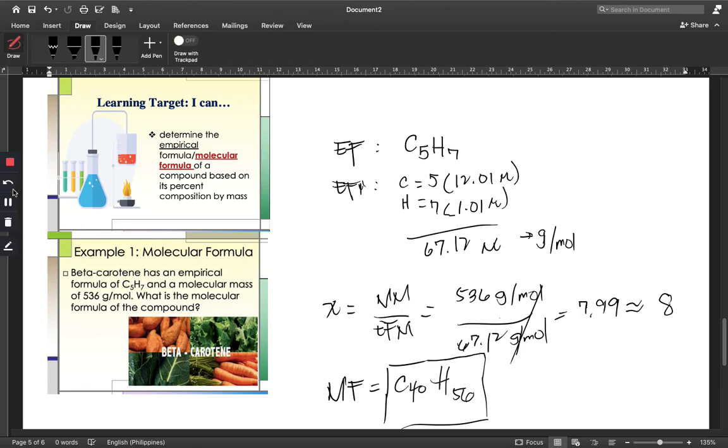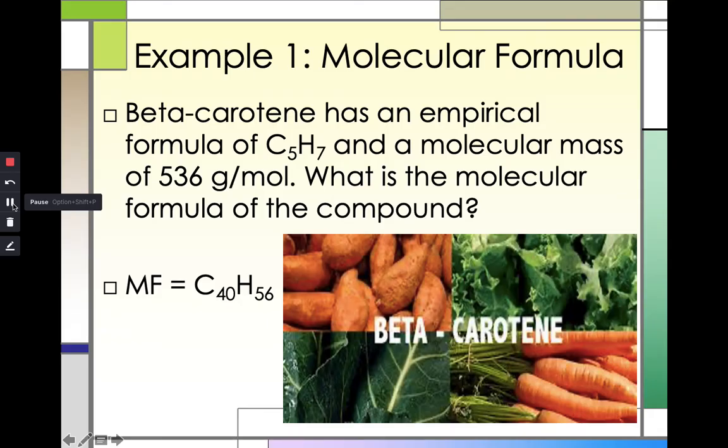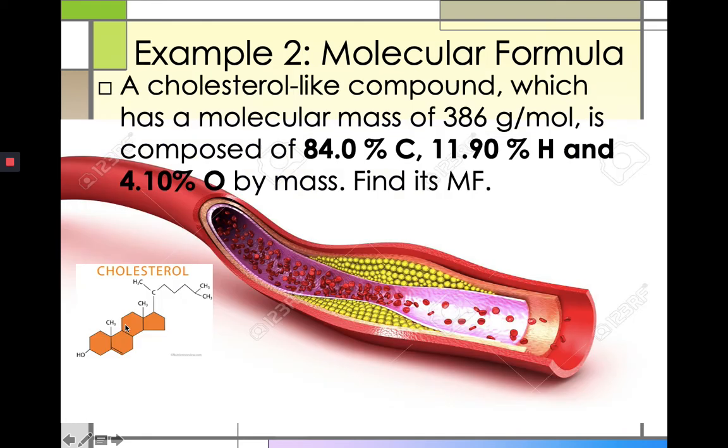All right, so those are the steps in getting the molecular formula. Now it's your turn. You try this one out. Cholesterol. This is the one that, in excess, causes cardiovascular problems. So that's why we have to minimize eating fatty food, right?